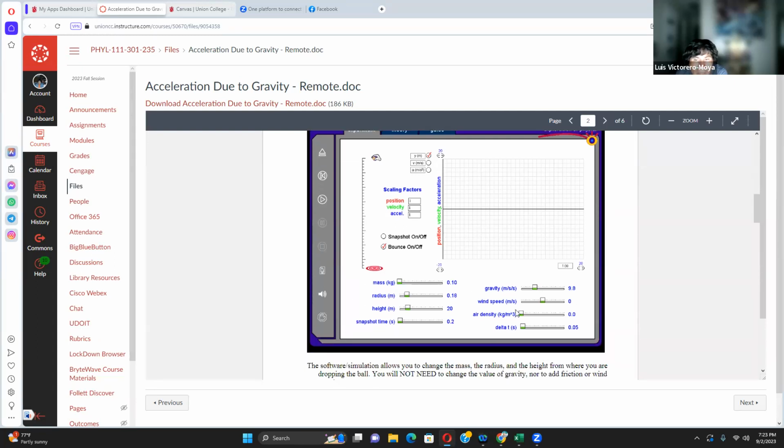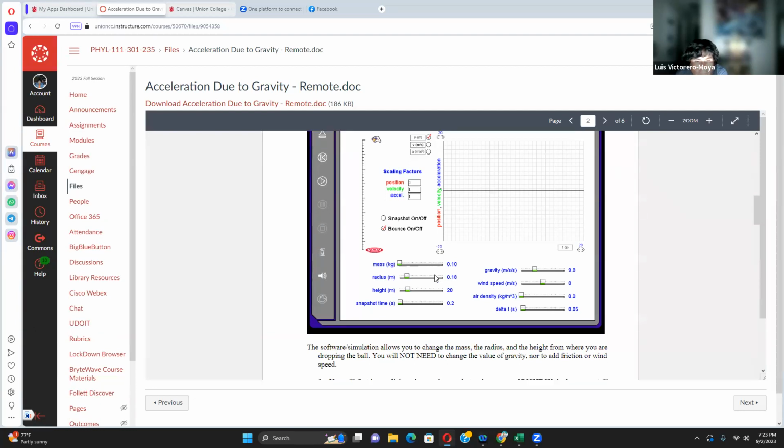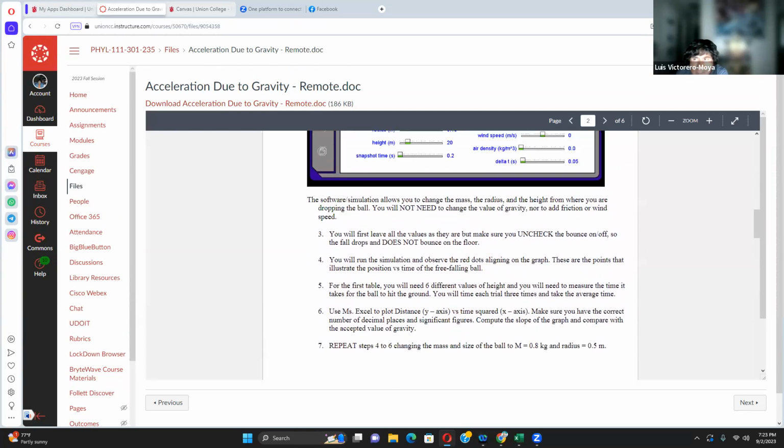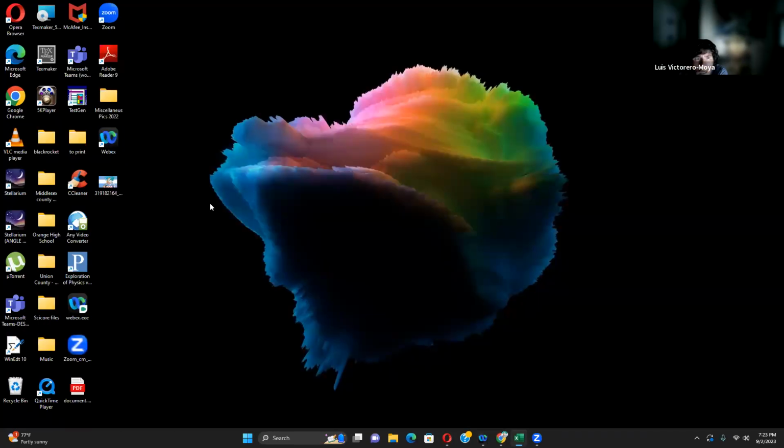Now look at all the parameters. We're going to disregard the wind speed. We are going to disregard air density, and we're going to leave gravity as it is. The only thing we're going to change is the height, the radius, and mass for the large ball. Okay? So it's pretty straightforward. You are going to open the software.